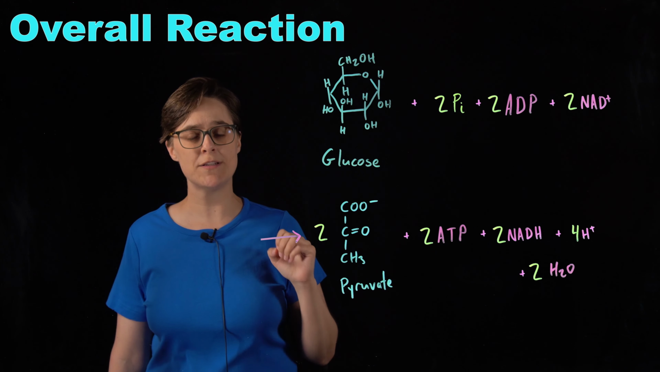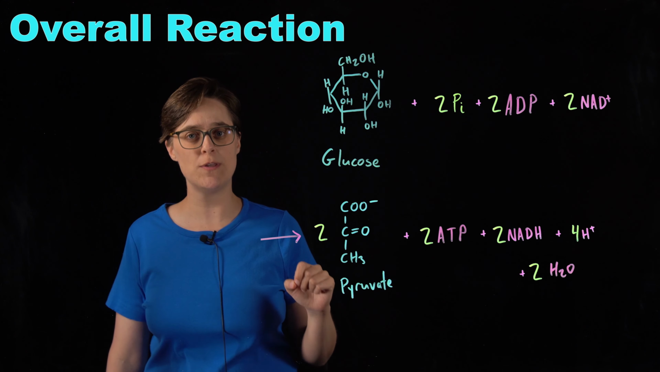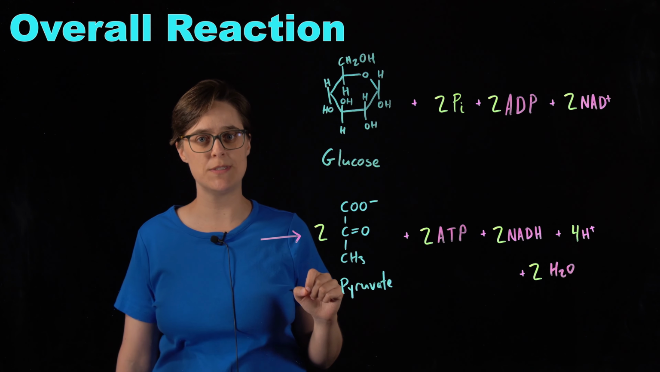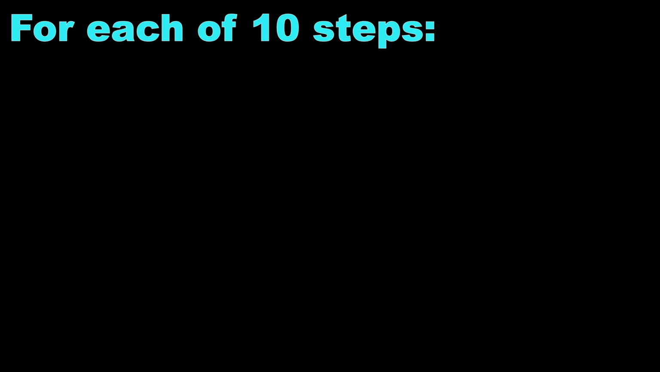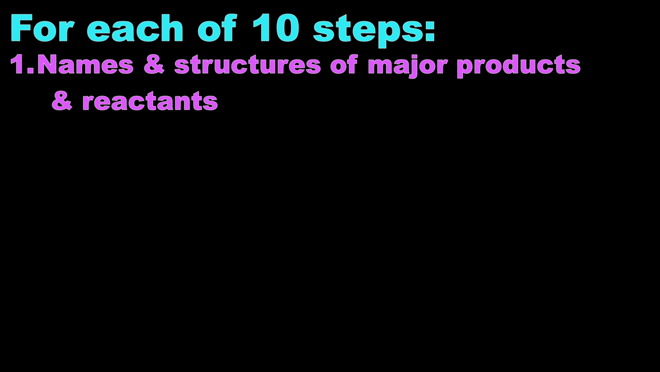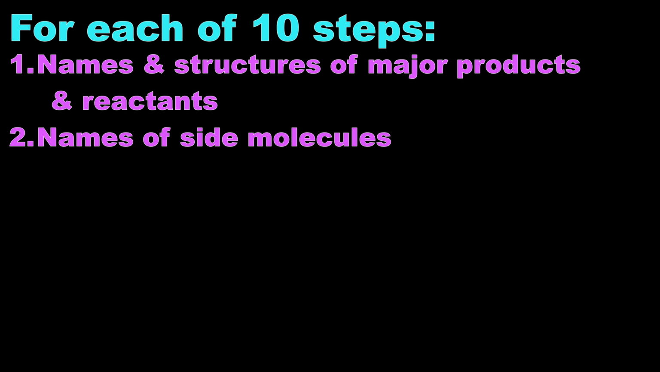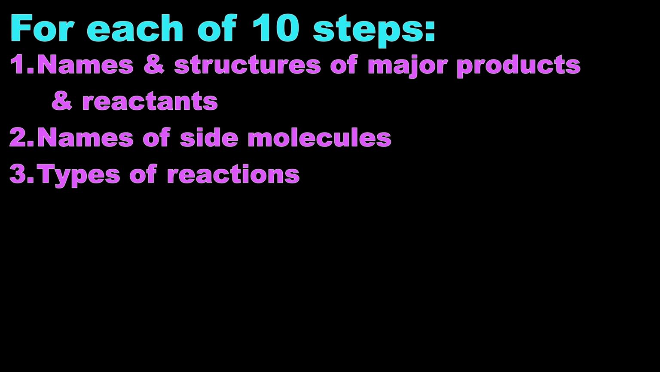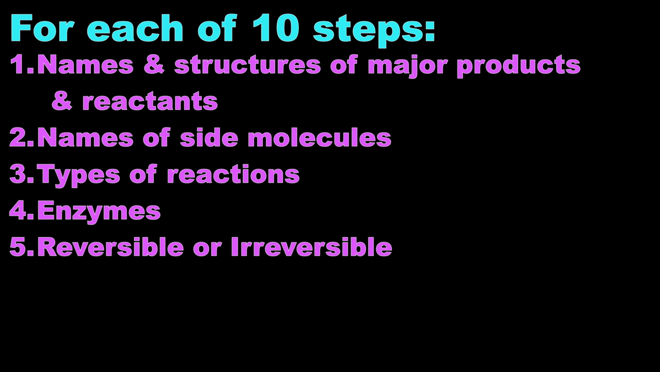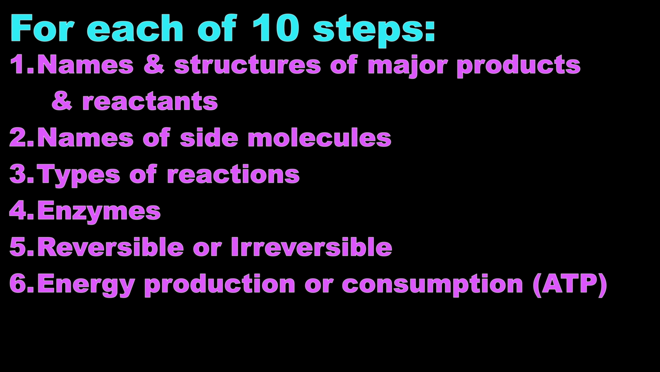It is going to be packed full of details, so this is a part of the video that you are probably going to need to watch multiple times. I strongly encourage you to make a table and fill it out to help you organize the details. For each of the 10 steps, keep track of names and structures of major products and reactants, names of side molecules, the type of each reaction, the name of the enzyme that catalyzes each reaction, if reactions are reversible or irreversible, and the energy that is produced or consumed in each step. Let's get started.